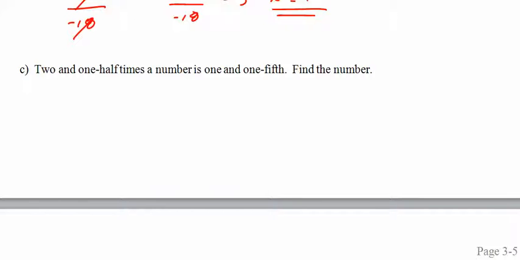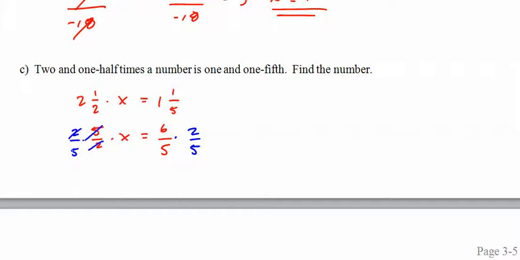2 1/2 times a number is 1 1/5. Earlier I did this and then I transformed the numbers. 2 times 2 is 4, plus 1 is 5. I'm going to do it now because it's so much easier. 1 times 5 plus 1 is 6/5. Times 2/5. Cancel, cancel, cancel, cancel, which is the whole point. Nothing here cancels. X equals 12/25ths. Yep, checks.